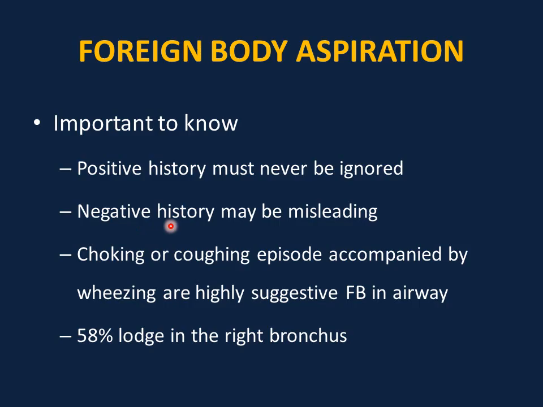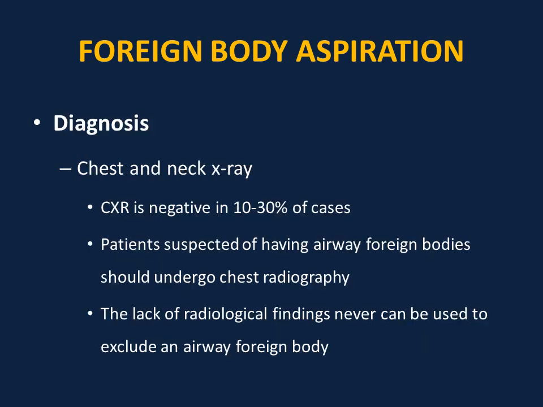If the event was not witnessed and the child is presenting with persistent cough, you should consider foreign body aspiration in your differential. A choking or coughing episode accompanied by wheezing is highly suggestive of foreign body, especially if it presents suddenly. 58% of the foreign bodies are large or are located in the right bronchus. However, it can occur also in the left bronchus or the left side of the lung.